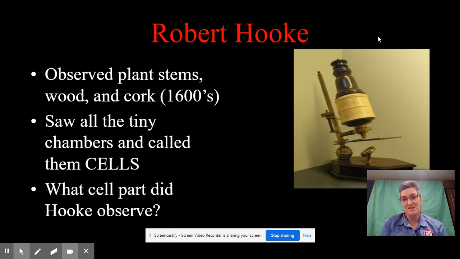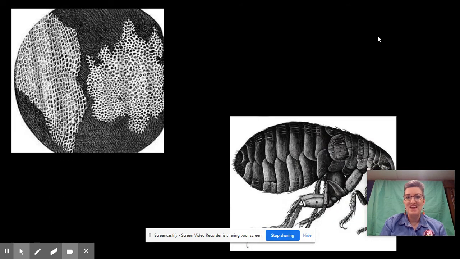And what he actually saw was the cell wall of the plant cells because they had already died. All he saw was the leftover carbohydrate-based cell walls. And these are a couple of his images. So you can see the sketches that he made of cell walls, and then you could see this very close-up of what looks to be a flea or a louse of some sort.